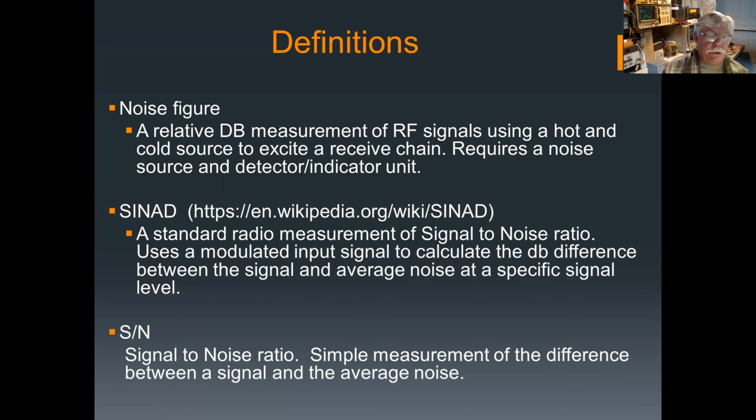Signal to noise ratio is simply a dB ratio between two things: the signal, which is the 1 kilohertz tone that's modulated onto the carrier, and the noise. That's a fairly straightforward measurement.